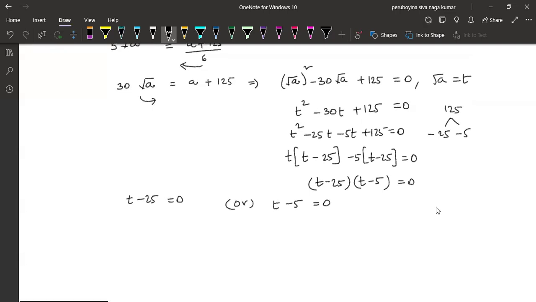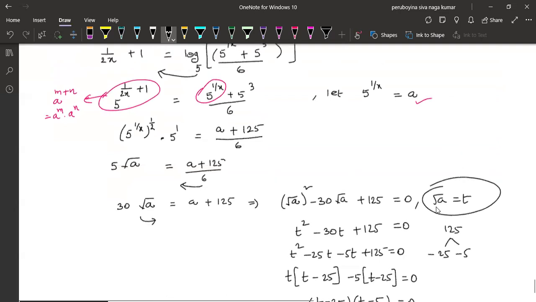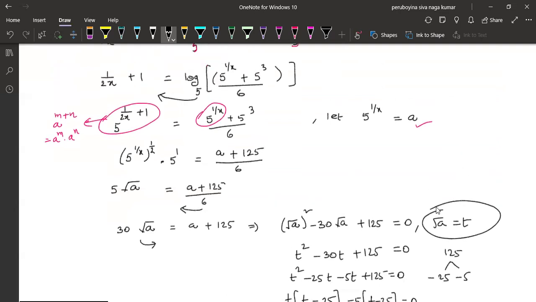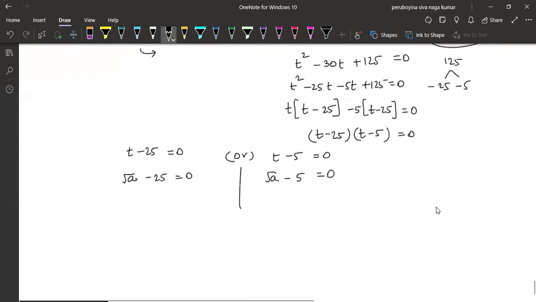Now what does t stand for? We already know that it is root a. So root a minus 25 equal to 0. Here also replace t with root a. And again, we know that a is 5 power 1 by x. Again, we are replacing a with 5 power 1 by x. So of course 5 power 1 by 2x is equal to 25. Okay, so I just moved this 25 to the right side. And here also 5 power 1 by 2x is equal to 5.